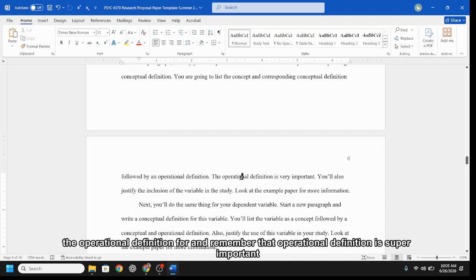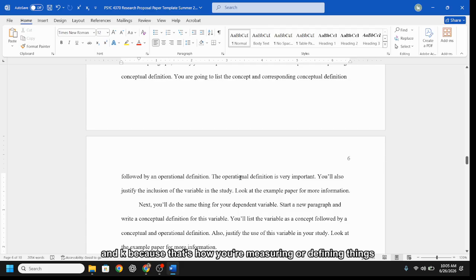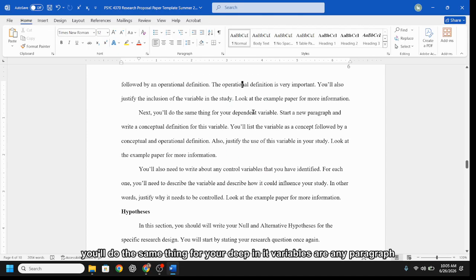And remember that operational definition is super important, okay, because that's how you're measuring or defining things. And then I want you to justify why you included that variable, and you can go back and look at my example paper for information. You'll do the same thing for your dependent variable. Start a new paragraph, give me the conceptual definition, list it as a concept, then follow it by the conceptual and then operational definition and justify it.